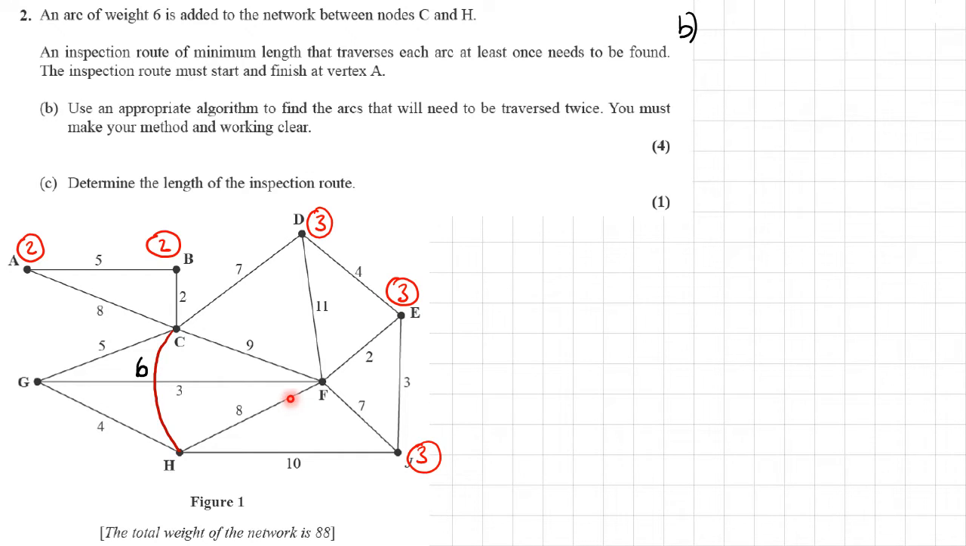So this one, F here, 1, 2, 3, 4, 5, 6. So that's even. H is going to be 1, 2, 3, 4. So that's even. G, that's 3, so that's going to be odd. And C, 1, 2, 3, 4, 5, 6.